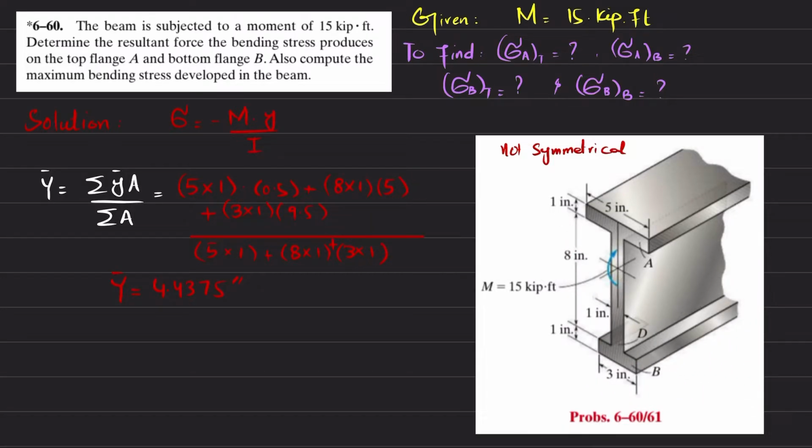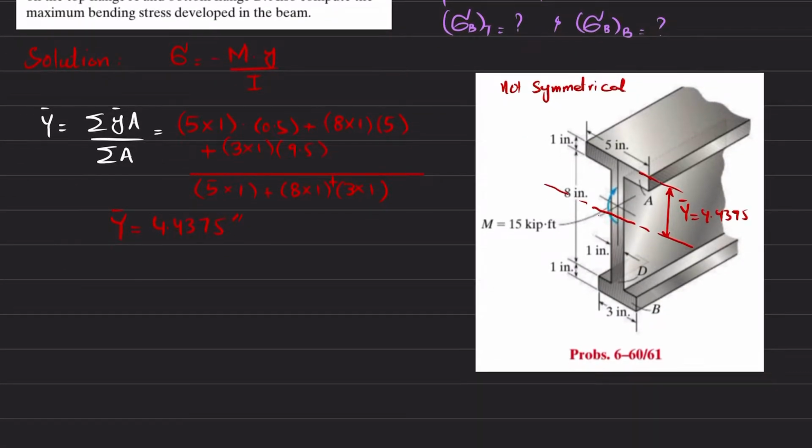If I represent the centroid, the centroid will lie at a distance of 4.4375 from this face. This is the neutral axis, and this distance is y bar. I will write it as y bar, and that is equal to 4.4375. Now that you have this y bar, you can easily find the moment of inertia.